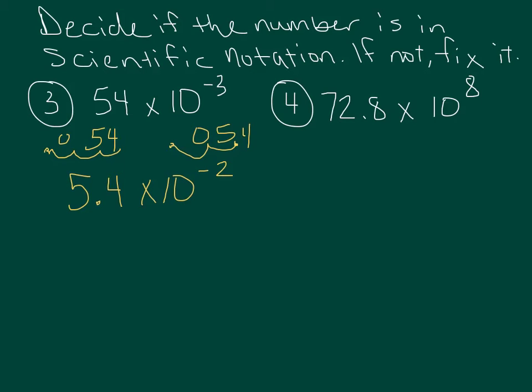Number 4, 72.8 times 10 to the 8th. This is not scientific notation. What we would need is 7.28. The decimal spot's one place to the right. So we need to move it to the left, so we would times this by 10 to the... Now, since this would be moving it 8 times from there, we need to move it one more time. So 10 to the 9th. The number gets bigger by 1.